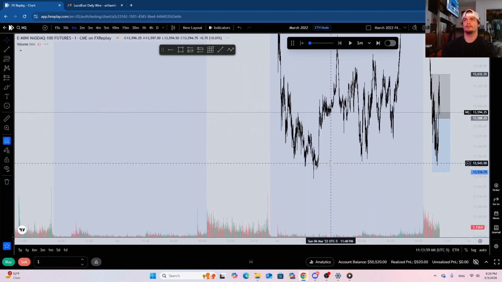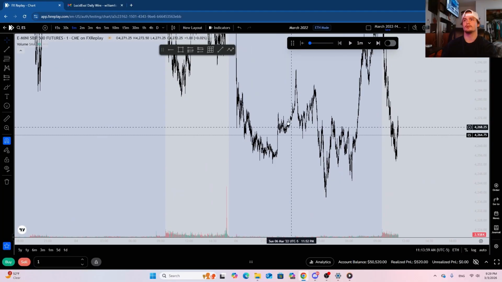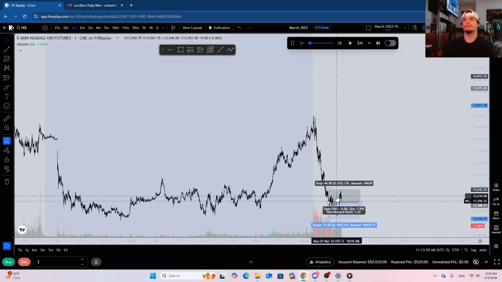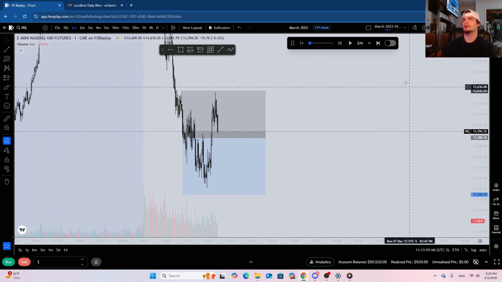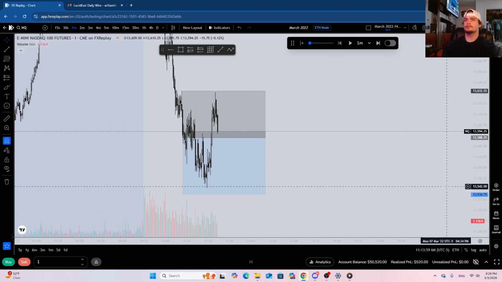So let me see if we get an SMT at these lows. ES might have taken those lows. No, we did not actually. At this point, it's already 11, so I wouldn't look for any re-entry here. Alright, so we got break even on that trade. Slightly into profit. Okay. So we'll go to the next session here.